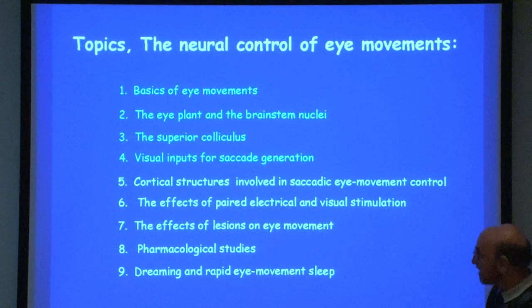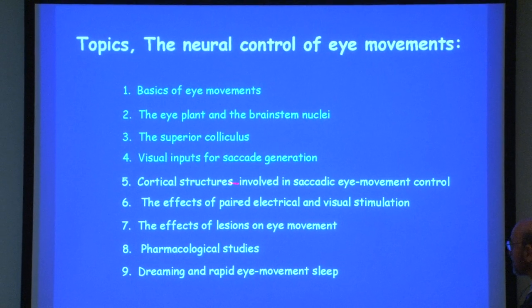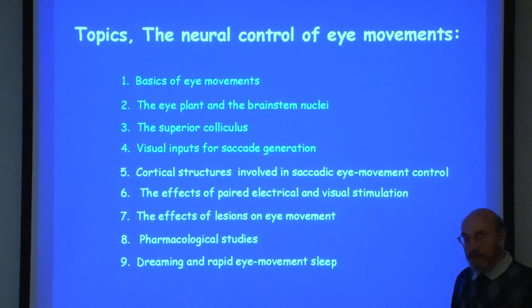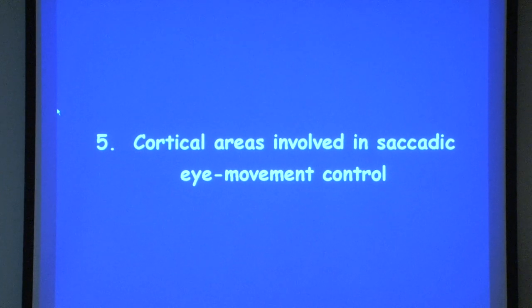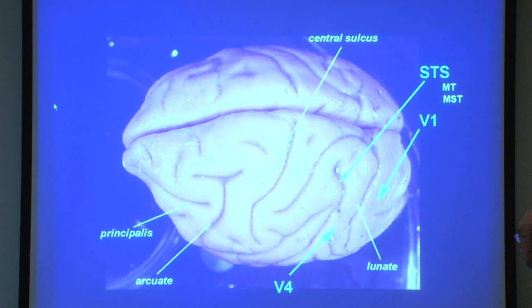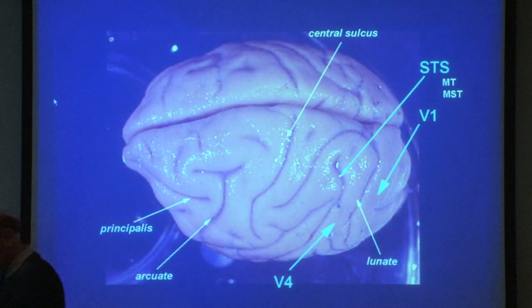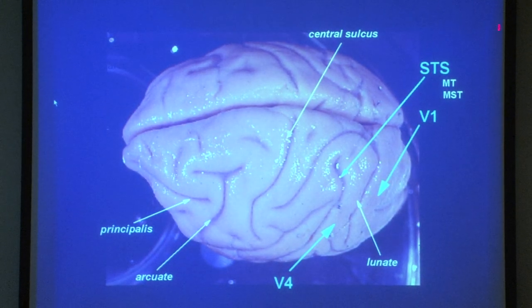All right, then. So we are going to start with a description of the cortical structures that are involved in eye movement control. Now, the first thing I want to do is to show you once again the monkey brain. You're already familiar with those items which are on here. Here's V1, here's V4. Here's a superior temporal sulcus that contains areas MT and MST. And of course, here's the central sulcus, principalis, and the arcuate. Another structure involved in eye movement control is the lateral intraparietal sulcus, which is in here.